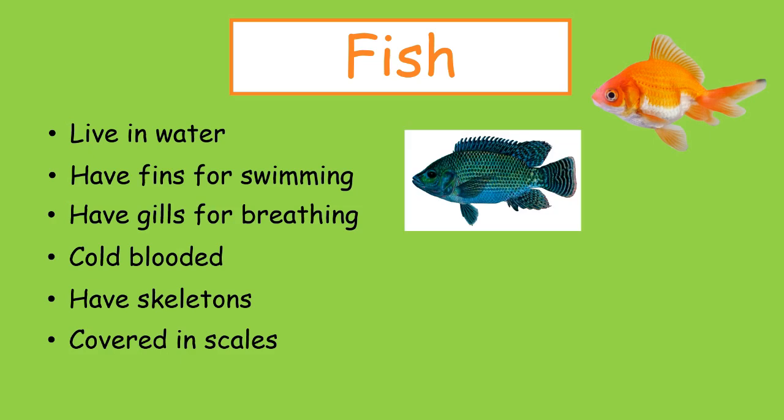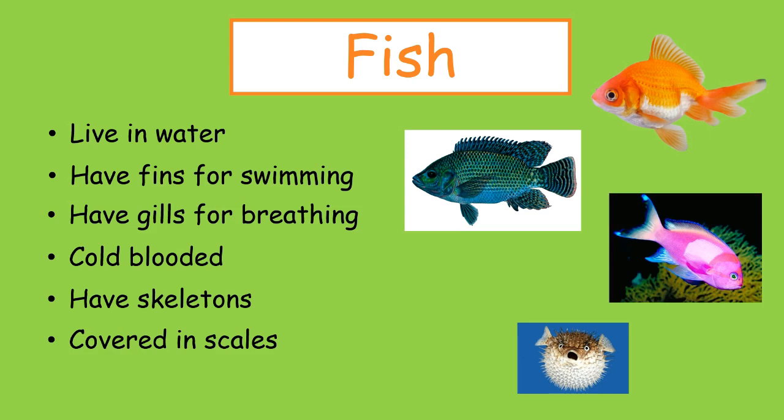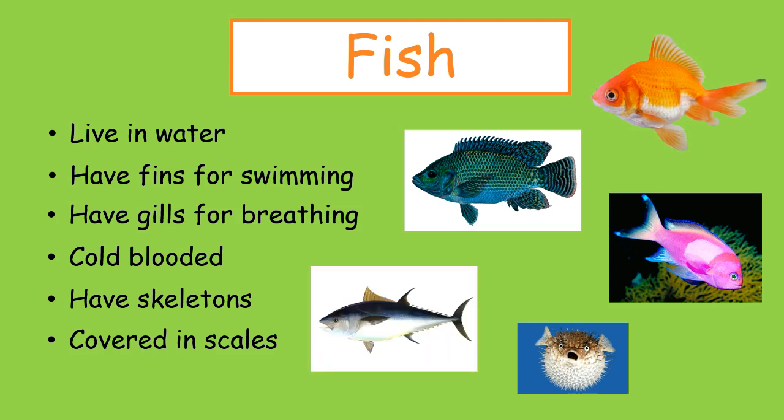Here's a goldfish. I'm not sure of this name. We'll have to find that one out. That's a pufferfish. And again, I'm not sure of that one, but we can find it out. It looks a little like a type of rainbow fish. And this one, I believe, is a trout. But we'll look at the names of these different types of fish when we learn about them.